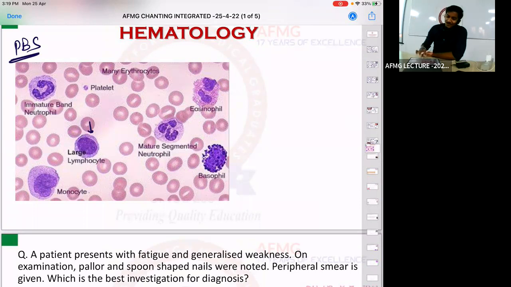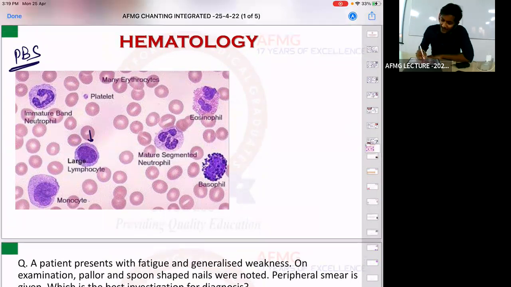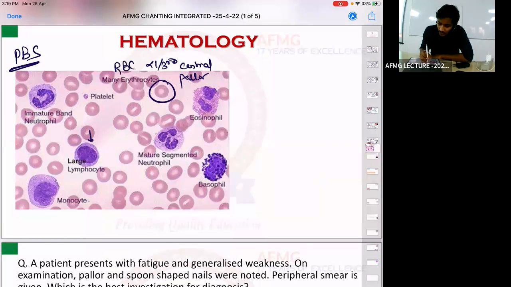So please remember, over here you can see the red color cells with a 1/3 central pallor. They are nothing but RBCs, your erythrocytes. All these abundant red color cells with less than 1/3 central pallor are suggestive of RBCs. Okay, no issues with this.